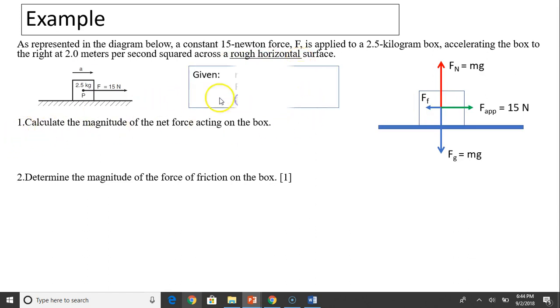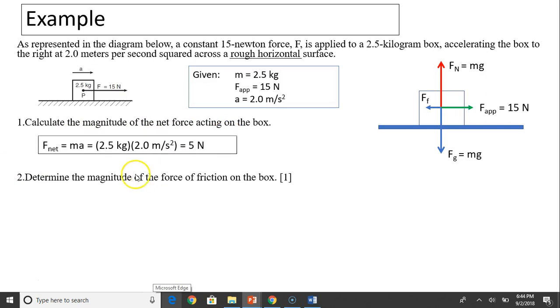Next, you write down what you know. m equals 2.5 kilograms, applied force is 50 newtons, acceleration is 2 meters per second squared to the right, so in the same direction as the applied force. Calculate the net force. Well, net force equals ma, so straightforward. 2.5 times 2 gives you 5 newtons.